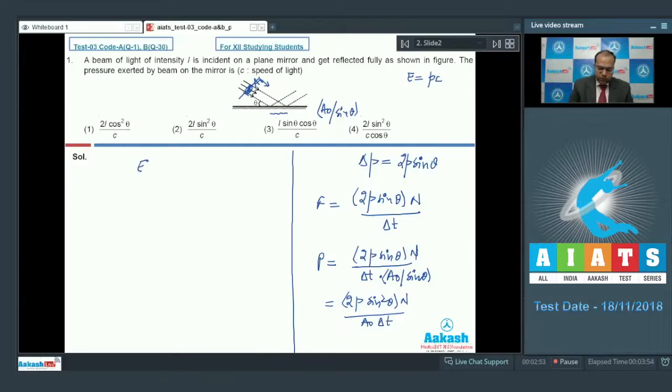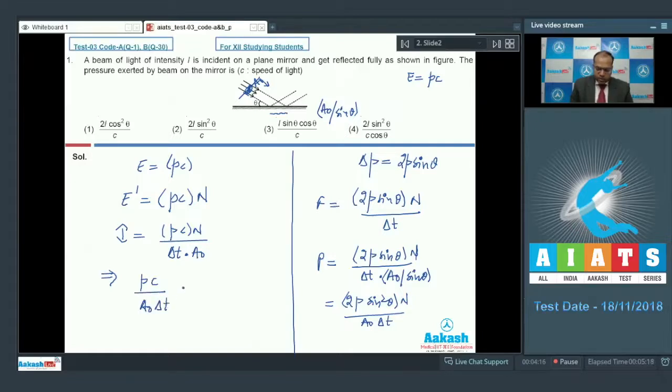We know that the energy of a single photon is P into C. So the total energy of the beam in area A0 is Pc into n, and the intensity I of the beam, that is energy per unit time per unit area, is Pc into n divided by A0 delta T. So Pc n upon A0 delta T comes out to be I by C. If I substitute this value, the pressure would be equal to 2I by C sine square theta. So option 2 is the correct answer.